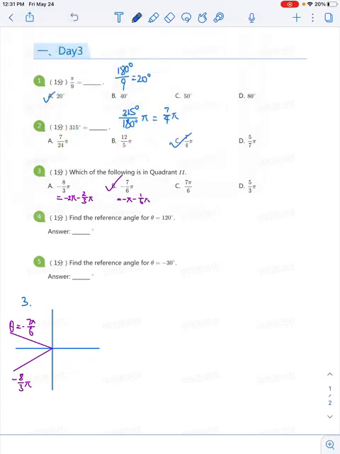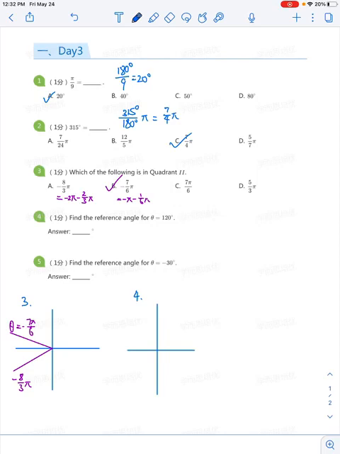Okay, and then for problems 4 and 5, we are going to find the reference angle of these two angles. The definition of the reference angle is the angle formed by the terminal side and the x-axis, and the reference angle should be an acute angle so that we can take the reference.